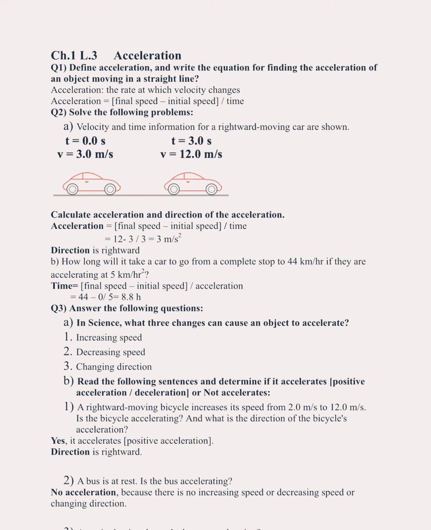Is the bicycle accelerating? And what is the direction of the bicycle's acceleration? For sure the bicycle is accelerating as there is a change in the speed. The speed is increasing, so it means that yes, it accelerates. Which type of acceleration, positive or negative? It's positive acceleration because the speed is increasing. And what is the direction? It's rightward, as it is mentioned at the beginning of the question.